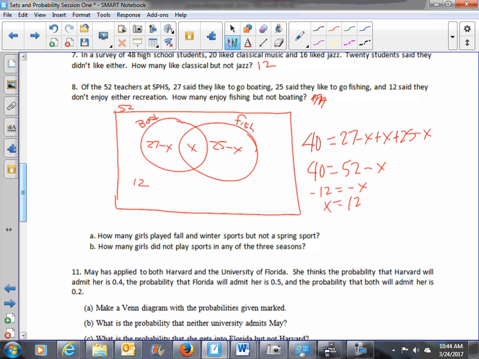The question is, how many enjoy fishing but not boating? That would be 25 minus 12, or 13. So 13 is going to be the answer here. Always make sure that you're answering the question that's asked, not some other silly question that you make up in your own head. All right.